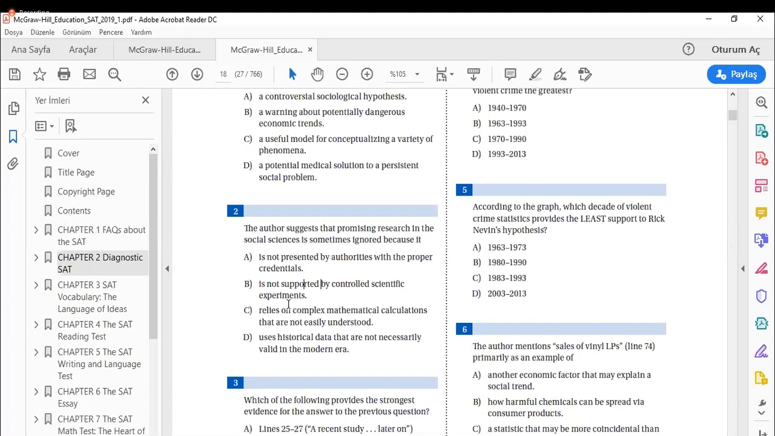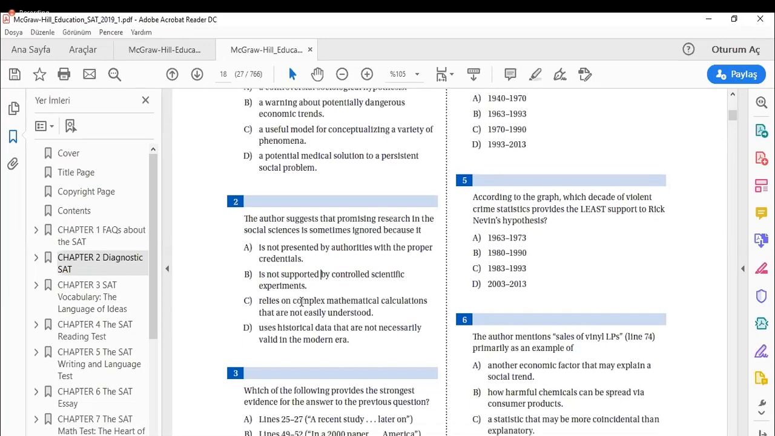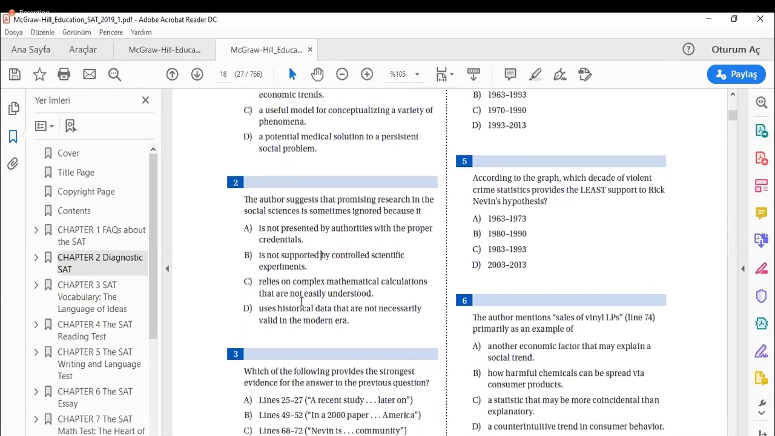The author suggests that promising research in the social sciences is sometimes ignored because the author already mentioned why it is ignored. It's the reason, so we don't need to infer anything from the text. Mujib, what's the answer?